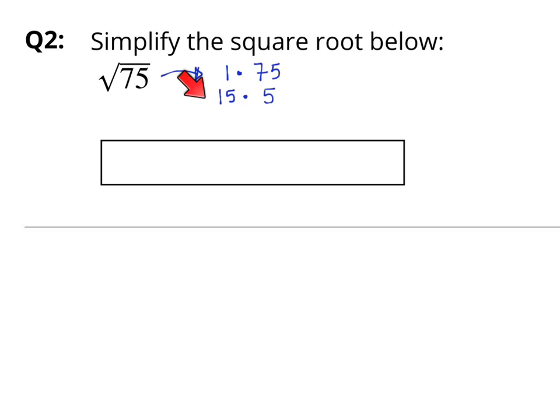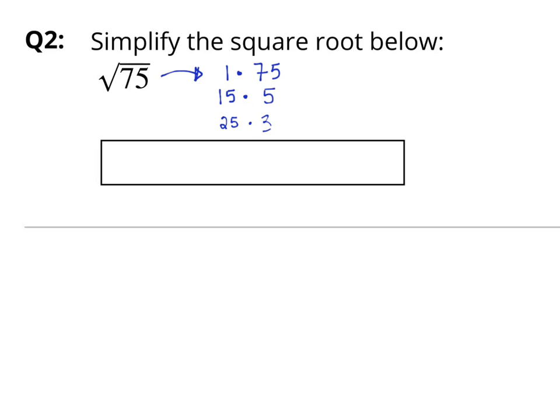So I've got to think of two other factors of 75, two numbers that when I multiply I get 75, but one of them has to be a perfect square. Well, in this case, you have 25 times 3. 3 is not a perfect square, but 25 is. 5 times 5 gets me 25. So 25 is my perfect square.